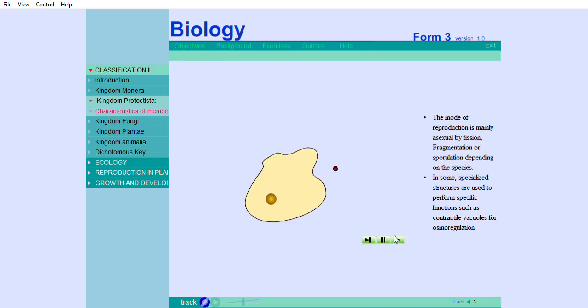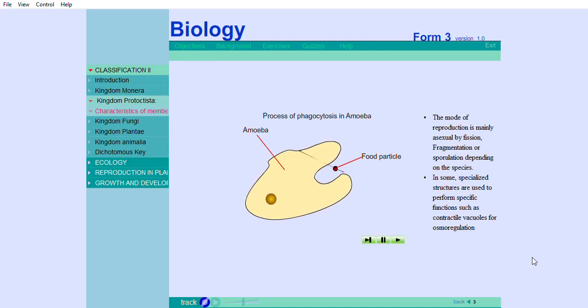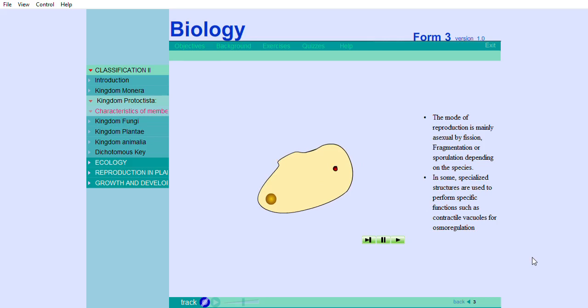Some of the Protoctista are heterotrophic while others are autotrophic. Play the animation to see phagocytosis in amoeba. The mode of reproduction is mainly asexual by fission, fragmentation, or sporulation depending on the species. In some, specialized structures are used to perform specific functions such as contractile vacuoles for osmoregulation.